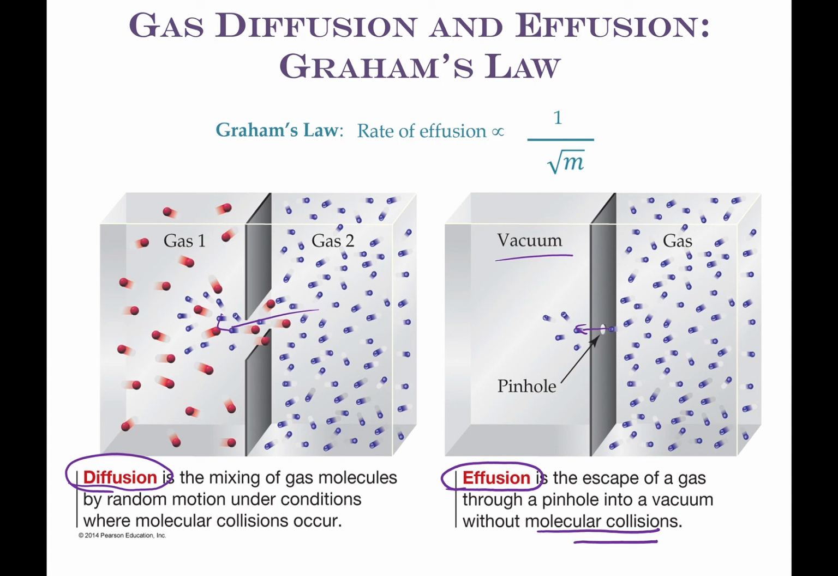So Graham's law tells us that the rate of effusion is going to be inversely proportional to the square root of the mass of its particles. So this is just the mass of the particles, and we can figure out what the rate is. So we can do that. We can compare rates of other gases as they go through.